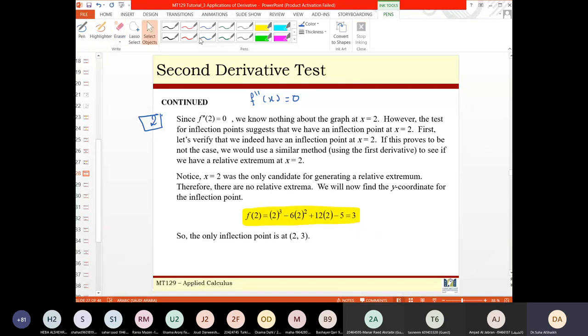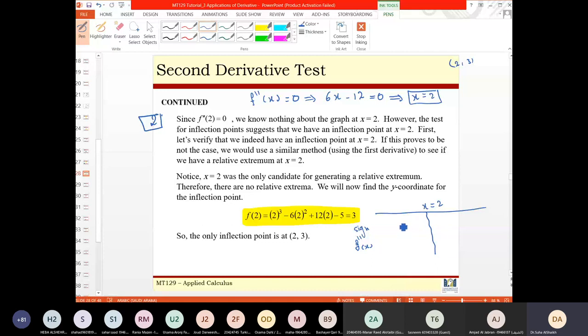What is f double dash? It is 6x minus 12 equal to 0. This implies that x is equal to 2. The same point I got before, the point 2 and 3. So this point may or may not be an inflection point. To make sure, we draw the line, we put x equal to 2, but now we will study the sign of f double dash of x.